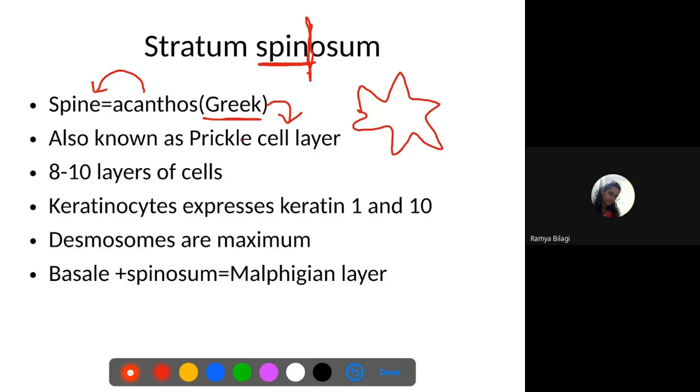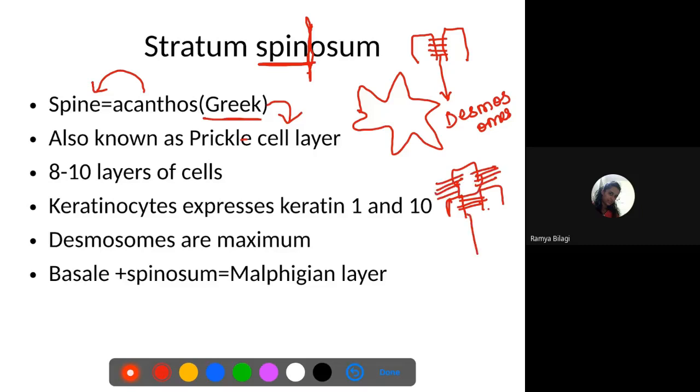So why do we have spines here? Because I already told you that for two keratinocytes to be connected, we need something called desmosome, which is the intercellular substance. In this layer, there are multiple desmosomes, so the cells are connected at multiple places. Hence, there is a pull for the cells, and hence there are many spines. So desmosomes are maximum in this layer. Hence, the layer has multiple spines.